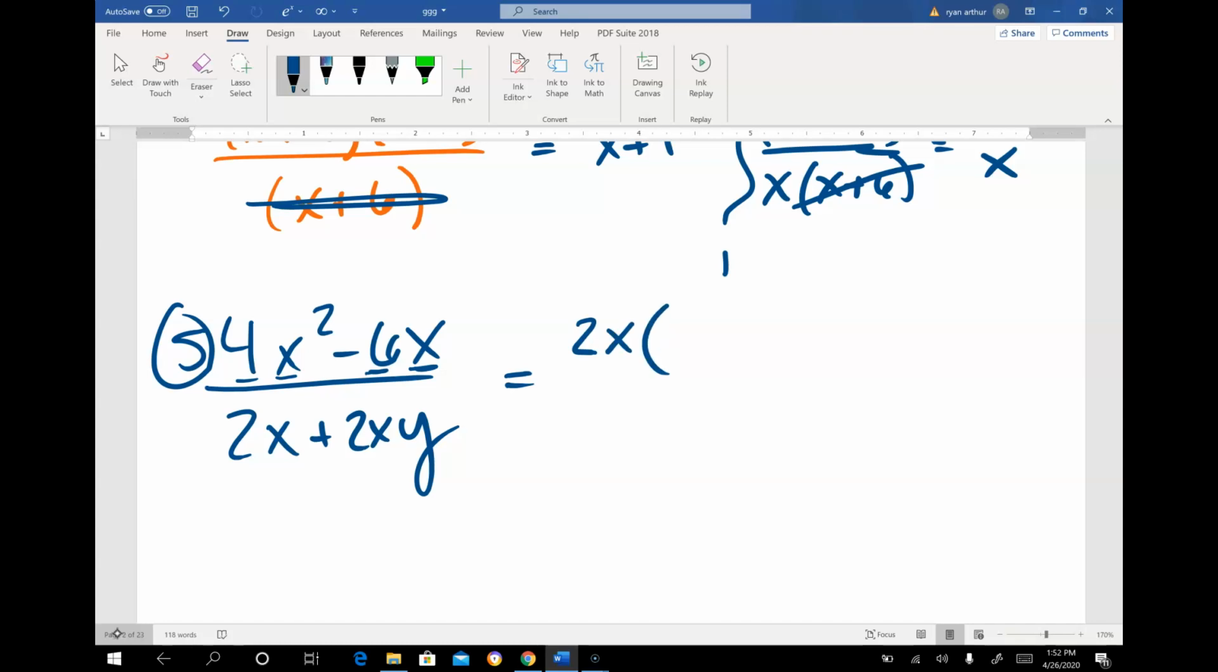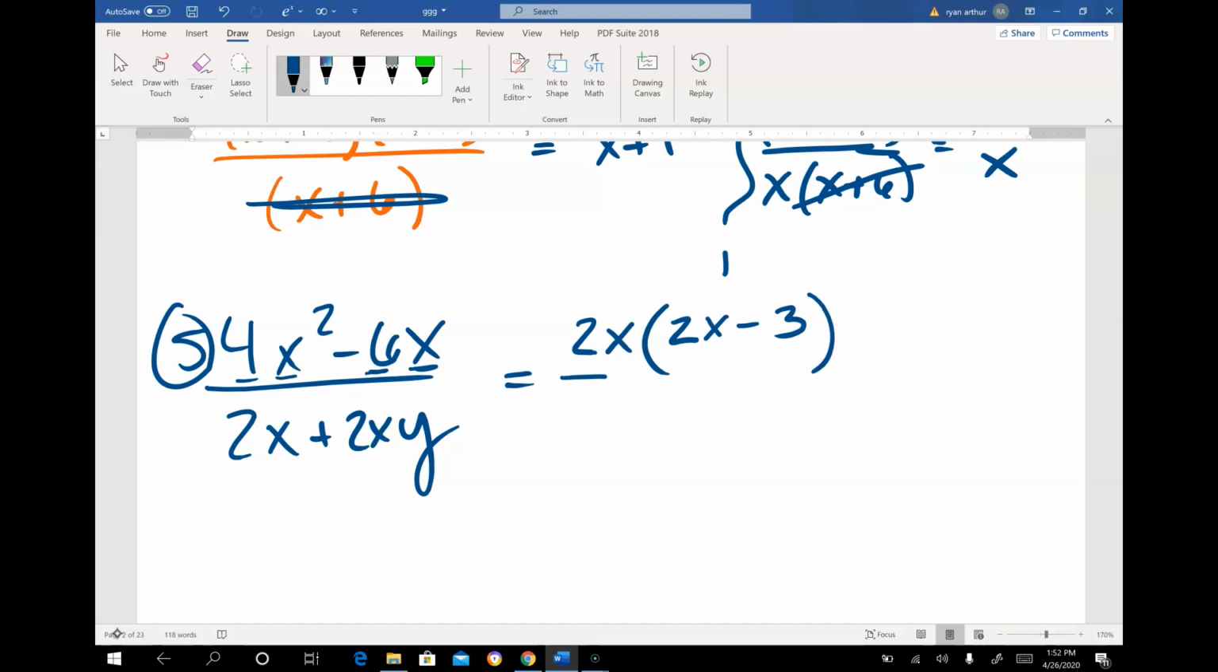And when you factor, you're going to subtract those exponents, okay? So you're going to divide the coefficients, subtract the exponents. So I pull a 2 out, and I get 4 divided by 2 is 2. X squared divided by x is x. 6 divided by 2 is 3. And then x divided by x, it just goes away. Well, it goes to 1.